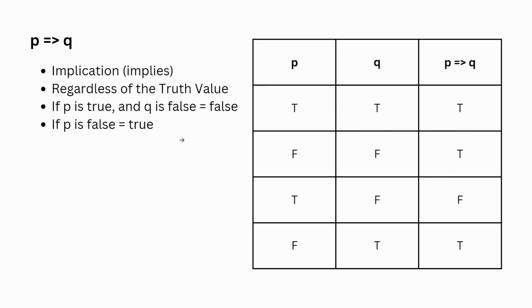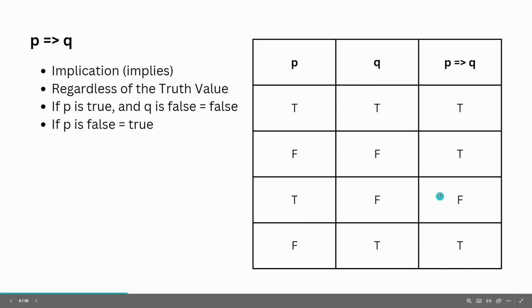Here we have implication. Now, since P is implying Q, if P is true and Q is false, it will be false. However, if P is false, it will be true. So, if P and Q are both true or both false, it will be true. However, if P is true and Q is false, it will be false. However, if P is false and Q is true, it will be true.